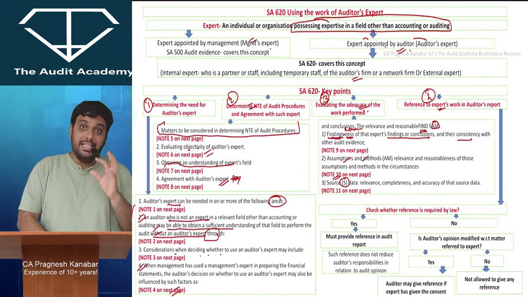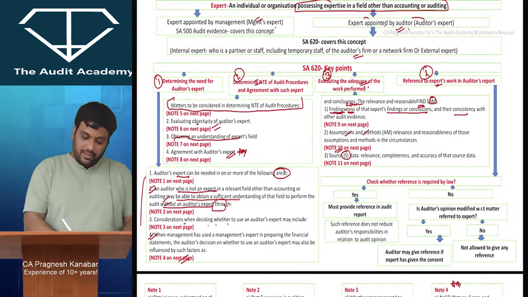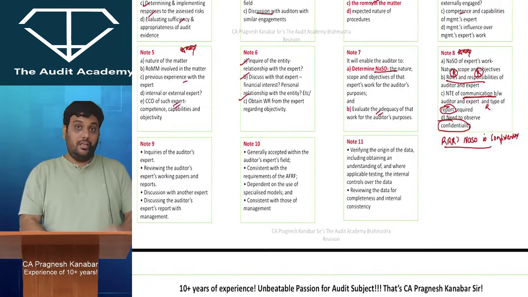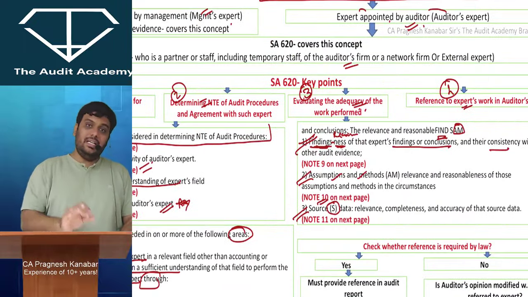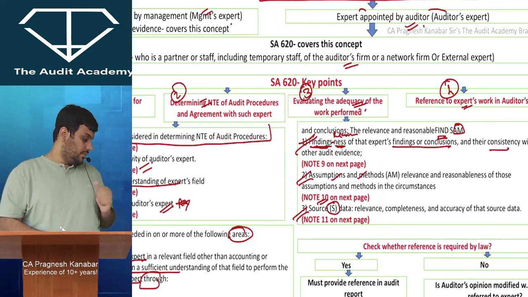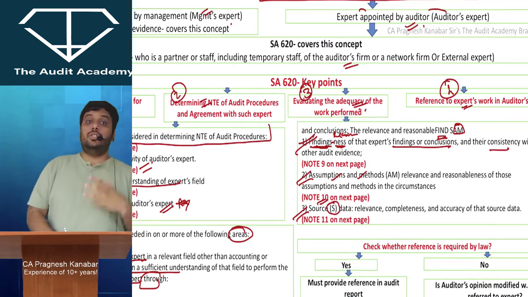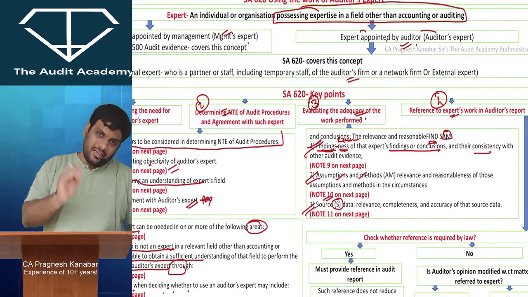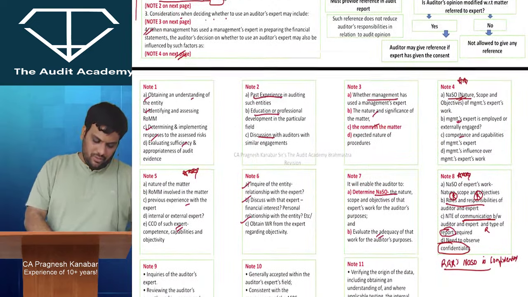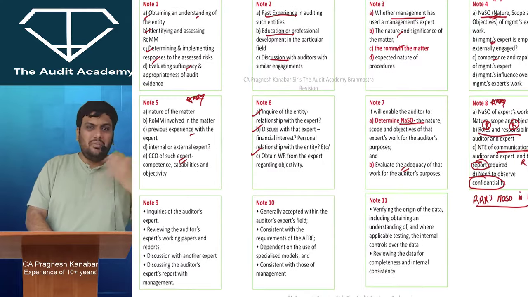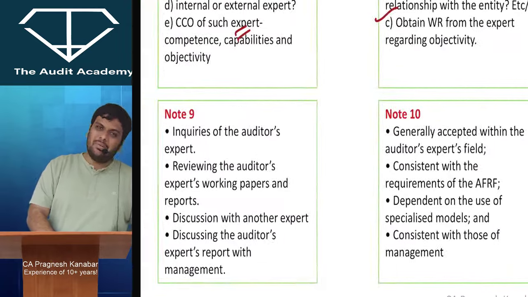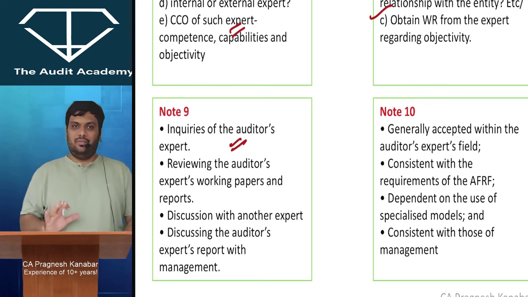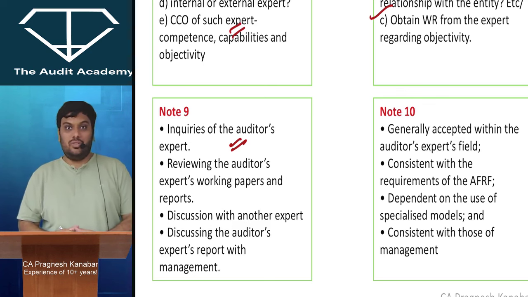Now for this particular find SAM, what I've done is for every single point, there can be one more question. So I've taken it up on the next page. Let me be very clear. How will you understand whether it is a detailed question or not? For example, if they ask about the specific procedures to be performed in order to evaluate the adequacy, which was done in November 18 once. In that case, you will write find SAM, but try to extend the answer. Cover points on inquiry, observation, reviewing the expert's work, discussion with another expert. Try to write a little detailed answer. So that is your note number 9.